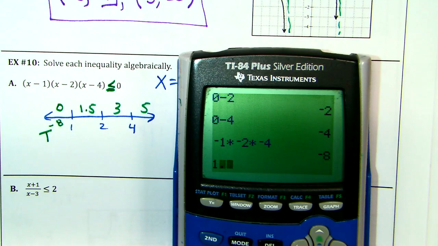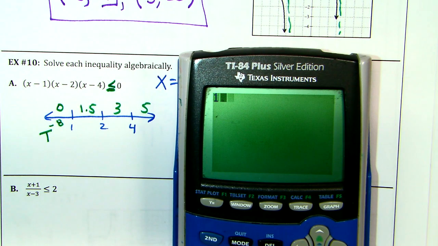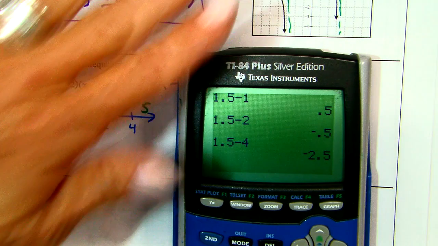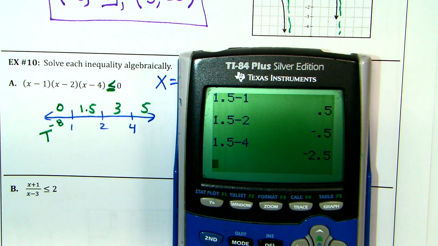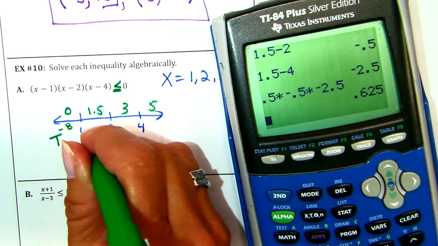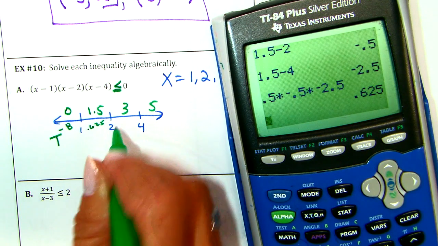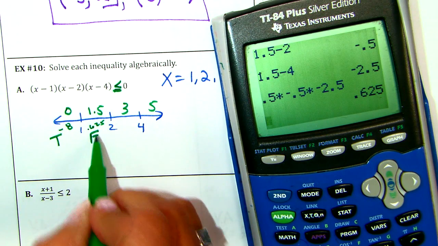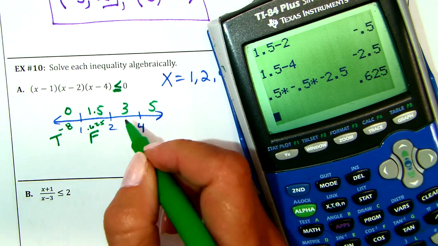And then 1.5 minus 1, 1.5 minus 2, 1.5 minus 4. They're all right there. There's no chance of me making a mistake. 0.5 times -0.5 times -2.5, and I get 0.625. Is that less than or equal to 0? Nope. And we would keep on going.